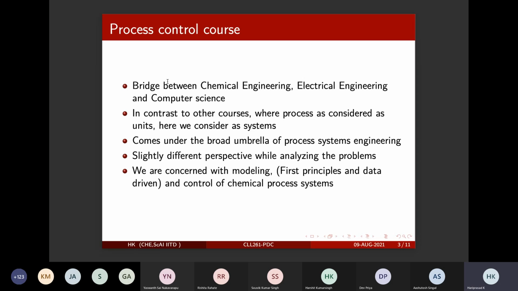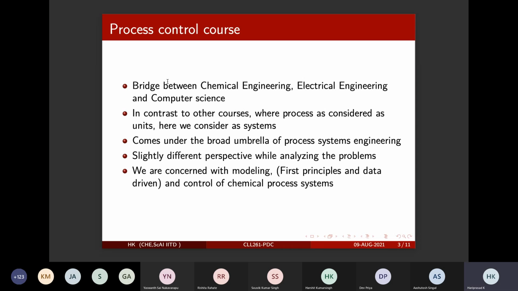In a basic control course, the level of computer science involvement would be less. But if you look at process control as a paradigm, it's basically an interface between chemical engineering, electrical engineering, and computer science. Chemical engineering, because we are using it for process industries, and the techniques are quite generic and form the theoretical foundations in their respective areas, most likely electrical engineering or computer science.